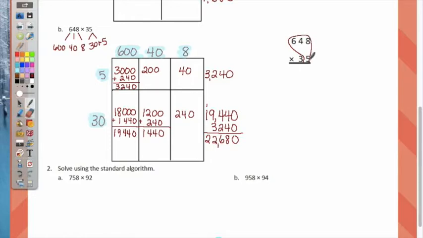This one's got a lot of regrouping, so let's talk through it together, okay? 5 times 8, 40. So regroup the 4, write the 0. 5 times 4, 20, plus 4 is 24. So regroup the 2, write the 4. Cross out the 2. 5 times 6, 30, plus 2 more, 32. Now do we have a match?